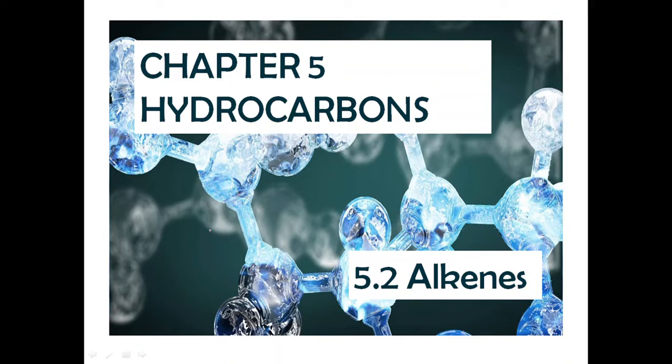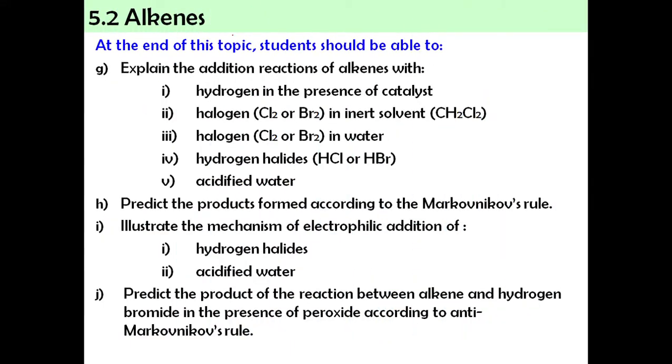Assalamualaikum and hi. So in this video, we're going to learn about 5.2 alkenes, the reactions of alkenes. So reactions of alkenes are actually addition reactions, involving 1, 2, 3, 4 and 5 reactions. So kita akan go through one by one in this video. And we're going to predict the products formed according to Markovnikov rule.